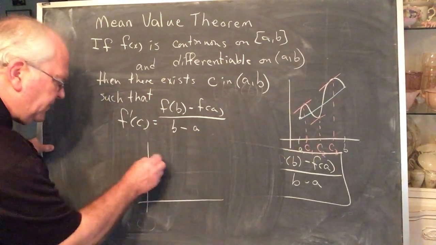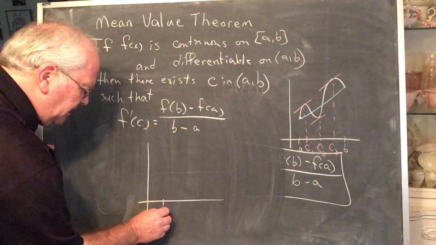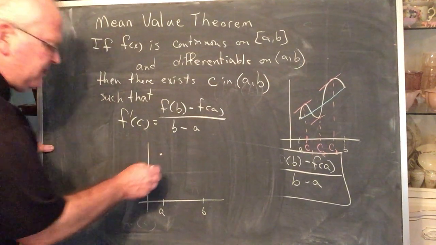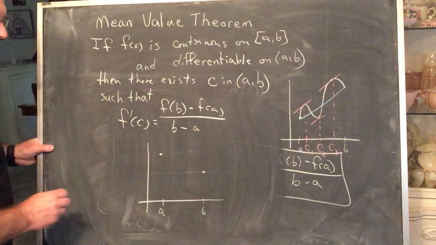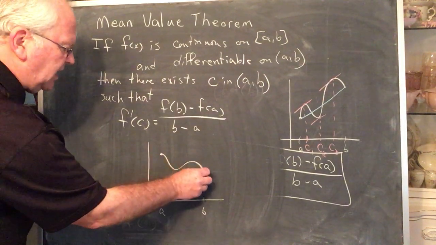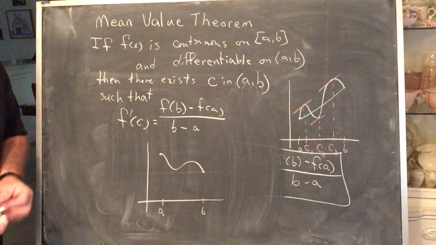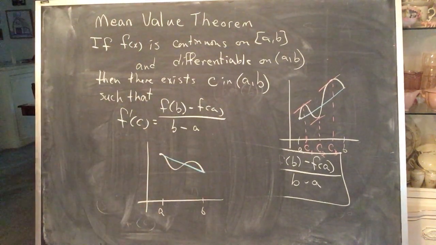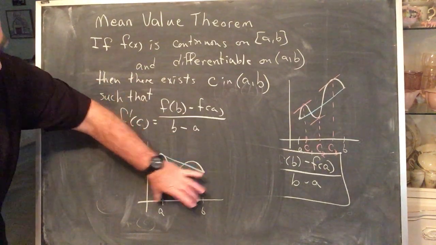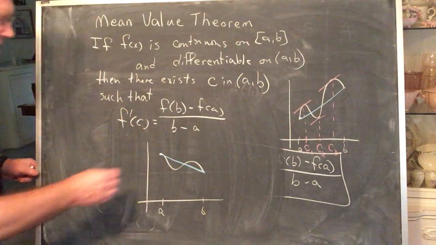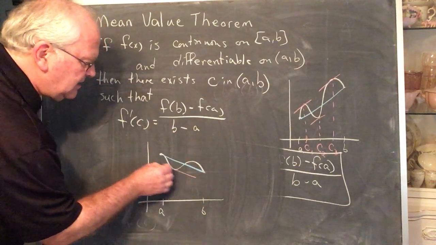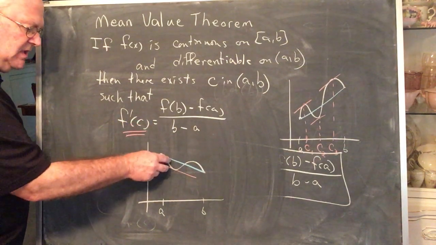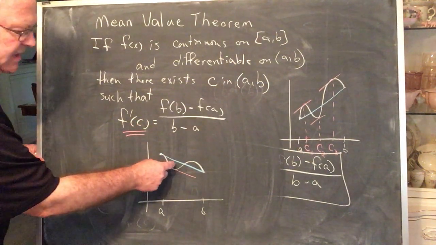Again, here's our picture. I've been drawing my f of a a little bit lower. It doesn't matter where f of a and f of b are. So it could be that f of a is higher and f of b is lower, but any curve that connects those two, there must exist at least one, maybe more, but at least one point between a and b such that the slope of the tangent line, that's what this means, is equal to, that means these are parallel, the slope of the secant line.